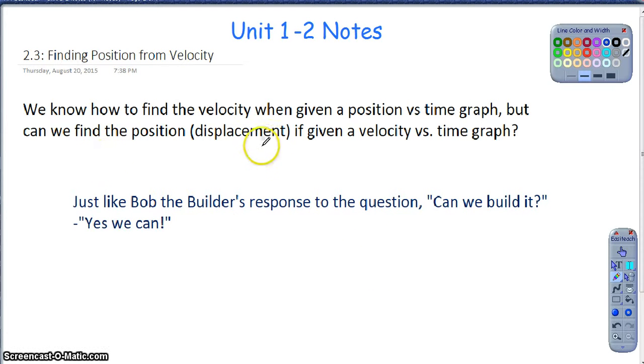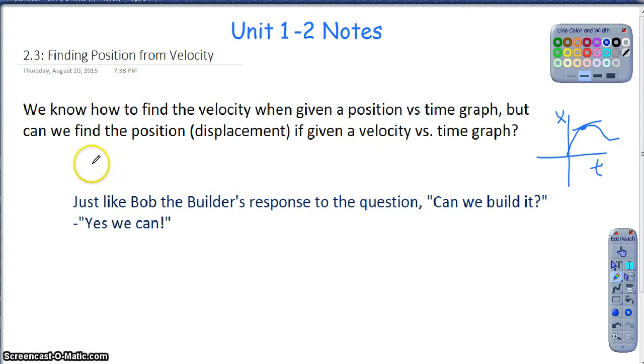So we know how to find velocity when given a position versus time graph, right? Just to recap, if I give you x versus t, then the velocity is just going to be the slope at any instant in time. Or if you know the function, you can just find the derivative and use that to help you. That's what we looked at in the entire last section.